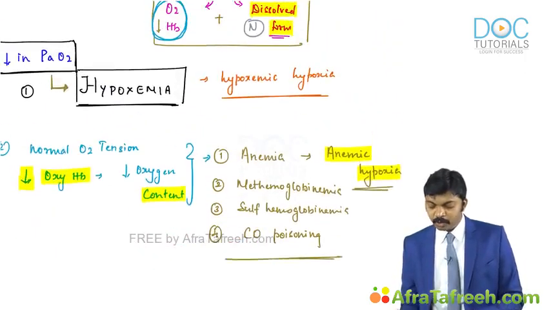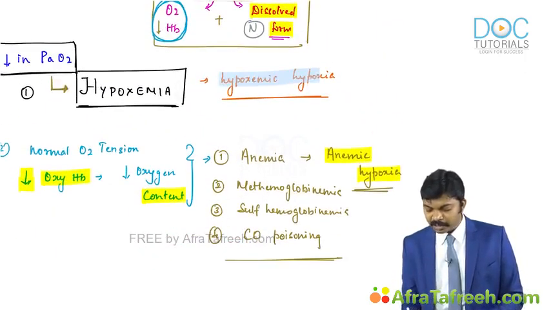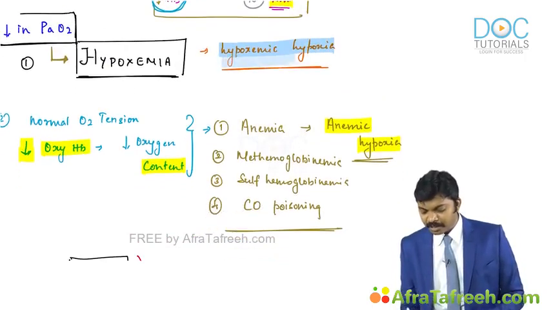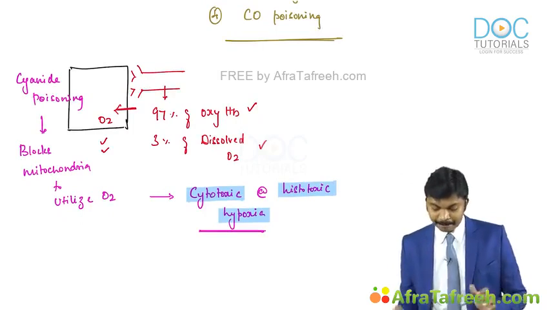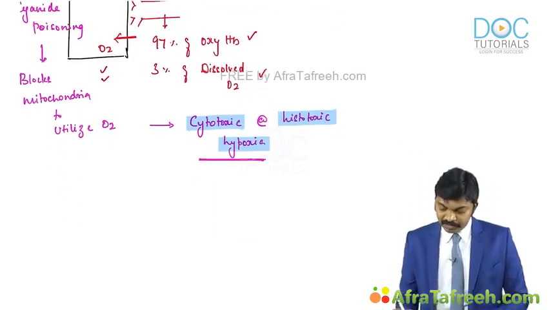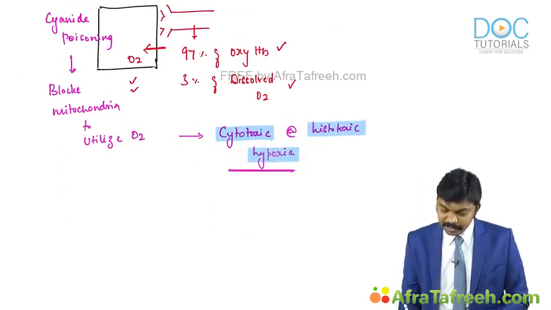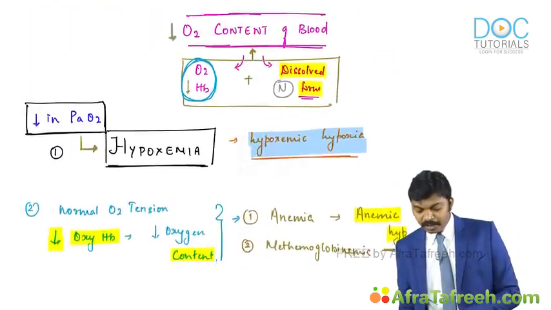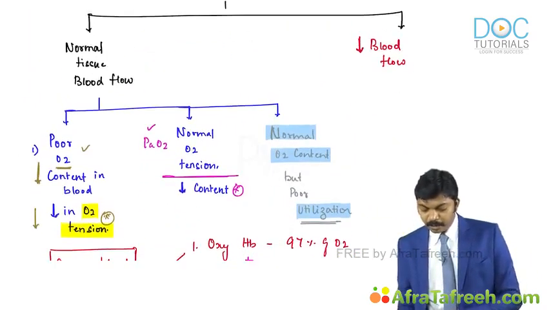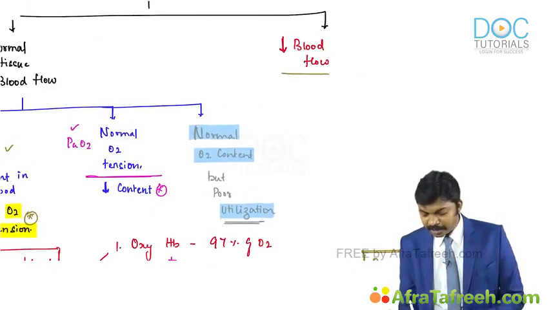So we have ruled out three kinds. Number 1 is hypoxic hypoxia, second one is anemic hypoxia, and the third one is cytotoxic or histotoxic hypoxia. Right? The reason for cytotoxic hypoxia is cyanide poisoning. That's it. Now coming to the fourth type, where the blood flow is actually decreased.